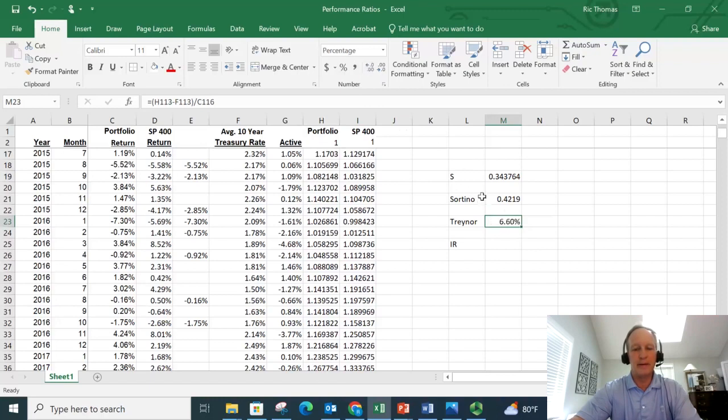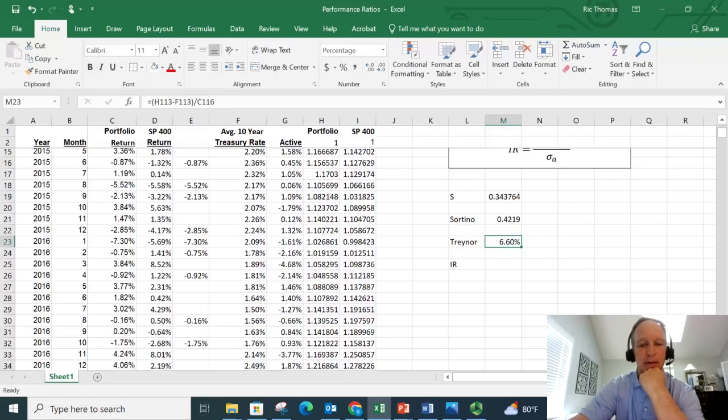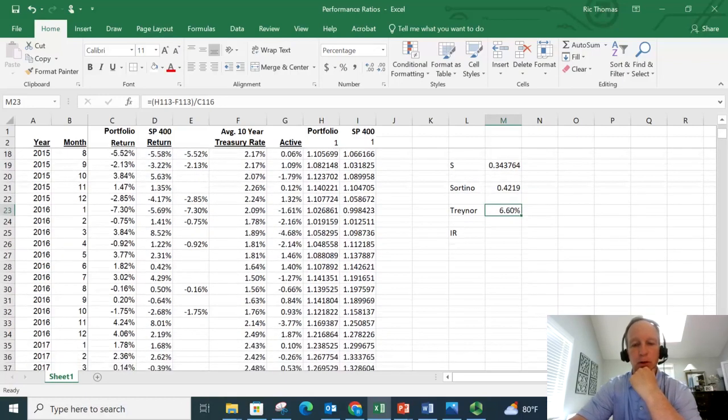Okay. So for every unit of beta, I get 6.6% in return. I do like expressing the Treynor ratio in percentages. So basically, I get an additional 6.6% return over the market every time I have a beta of at least 1. That's kind of what it's saying there. Okay. It's the excess return I get over the risk-free rate per unit of beta.